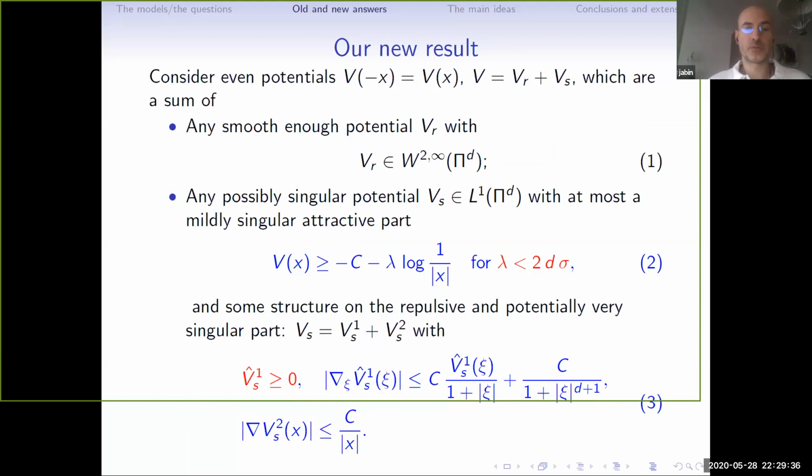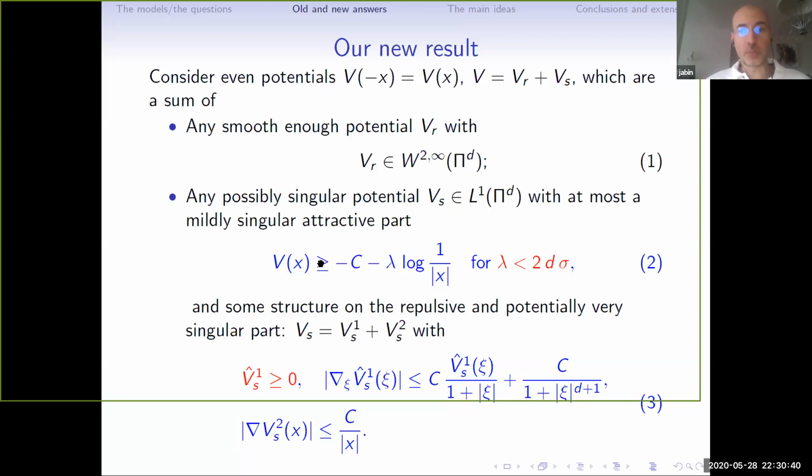So this is our new result. I wrote it in a little bit of a technical manner to give you also an idea that it goes beyond just Keller-Segel. So what we can have is, first of all, you can add any smooth part in the potential. That's no problem. It's not a very big surprise. The singular part, you can have something that, well, first of all, can have any repulsive singularity. But if you're putting something attractive, then the most that you can do is a singularity in log x with a strength that is strictly less than 2d sigma, and this is exactly the blow-up criterion for the limiting Keller-Segel system.